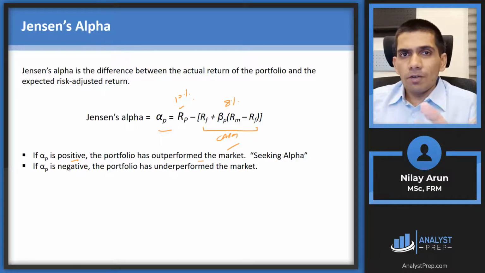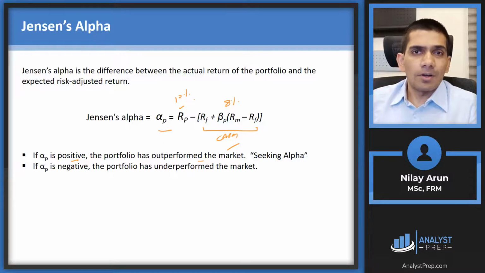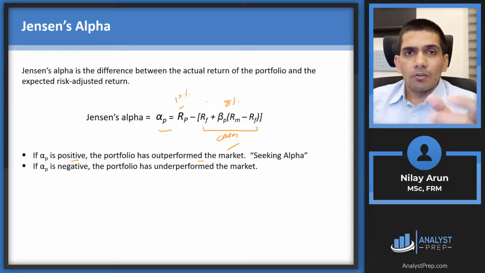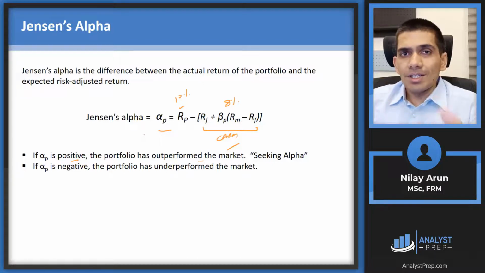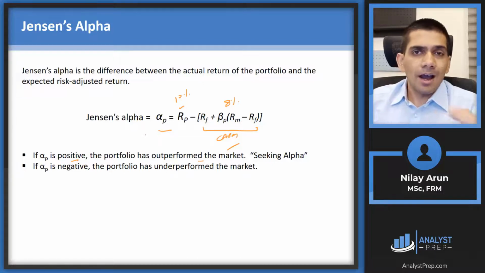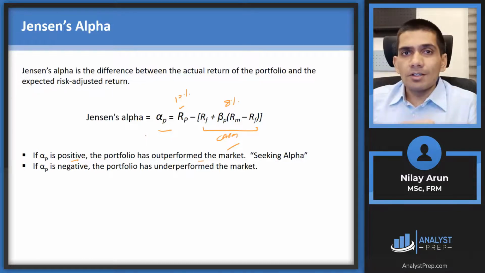Now, you might have heard of a very popular website called Seeking Alpha, seekingalpha.com. That alpha is basically referring to Jensen's alpha. So when you're seeking alpha, that means you're seeking a higher risk-adjusted return. You're trying to beat the benchmark as much as possible. So that is what is called seeking alpha.